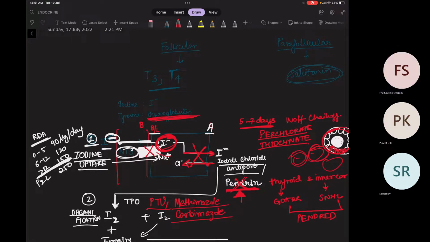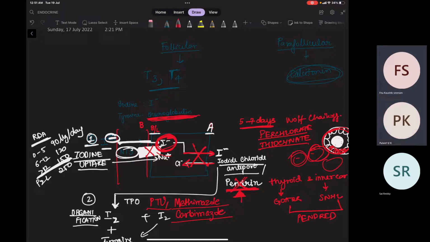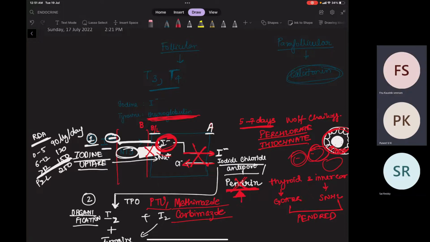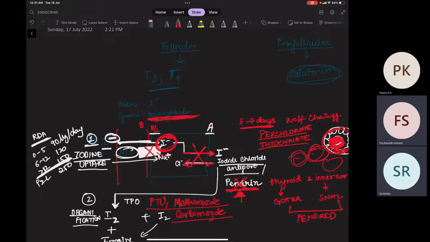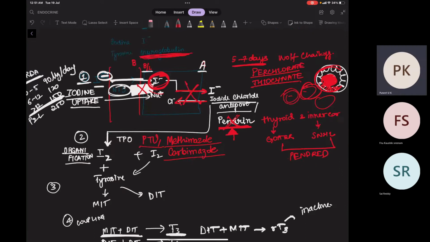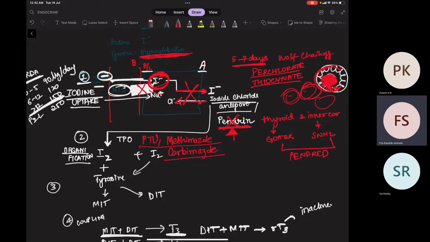Thyroxine. Thyroglobulin. This is present in the colloid. Okay. Then the next step was coupling. And then hormone release, followed by deiodination.